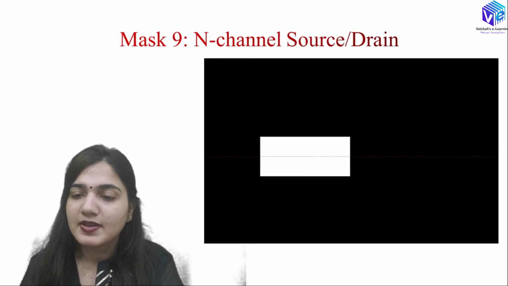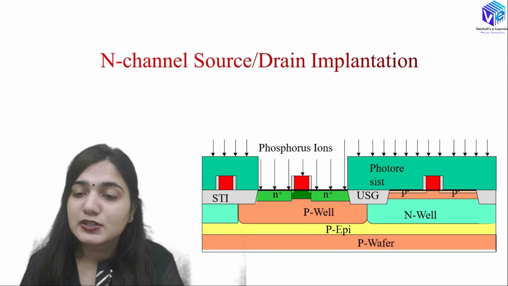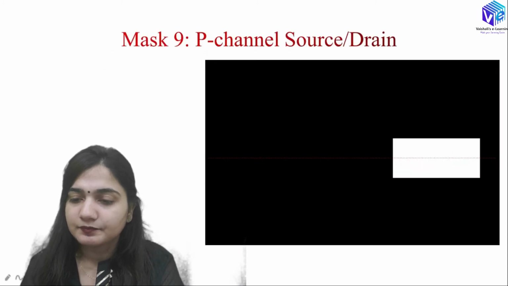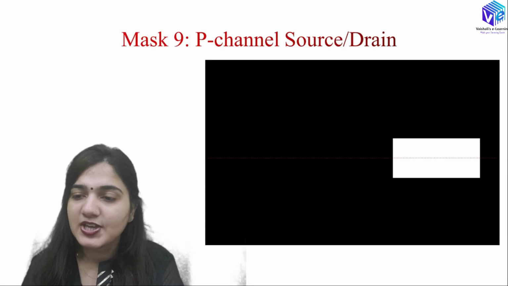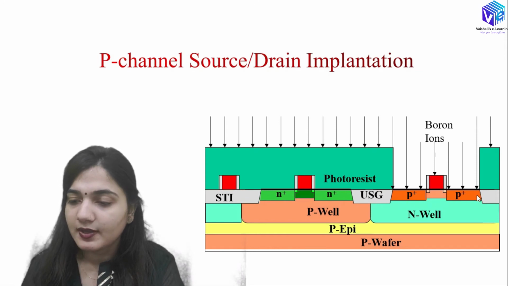After that we will be having the N channel source and drain formation, right? So you can see here we will be having the N channel source and drain implantation with the help of phosphorus ions. We will be having the N channel source and drain implantation. Here we will be having the lightly doped drain implantation. After that I will be using the P channel source and drain mask, and with the help of it I will be using the boron ions, and I will be doping it with P type of boron atoms, right? Here I will be having P type of source and drain.